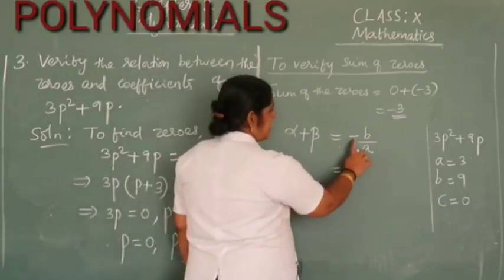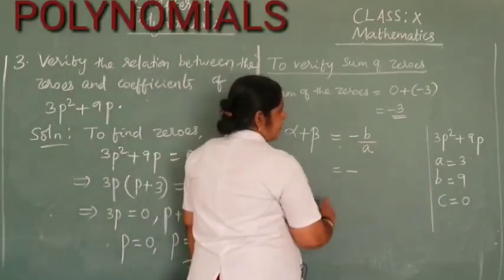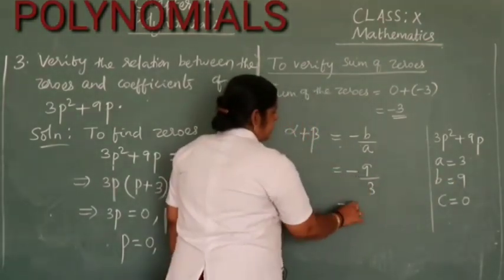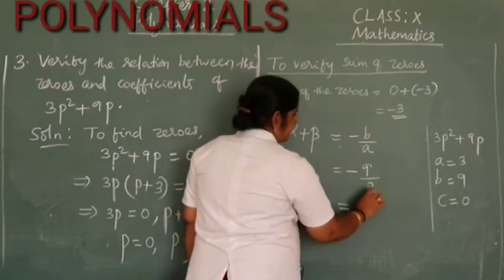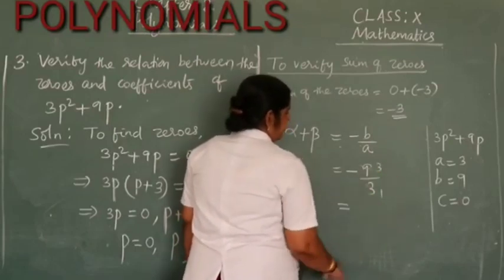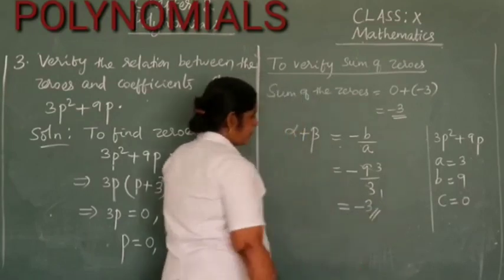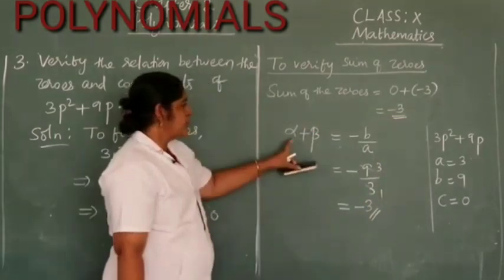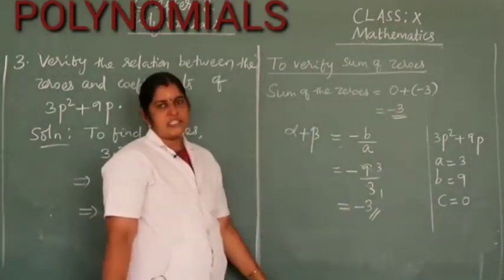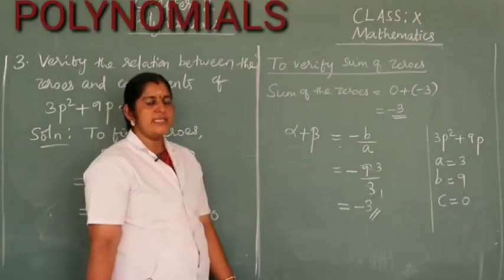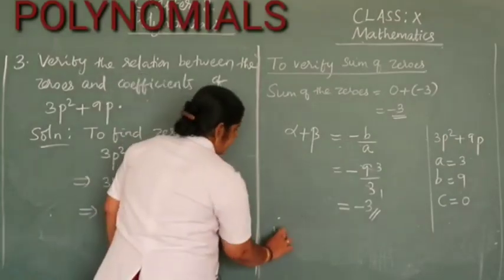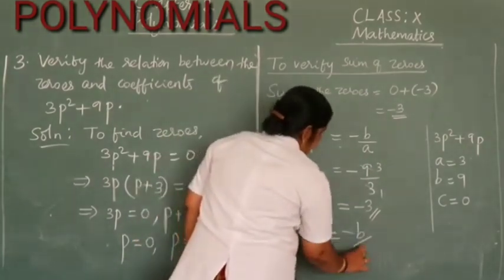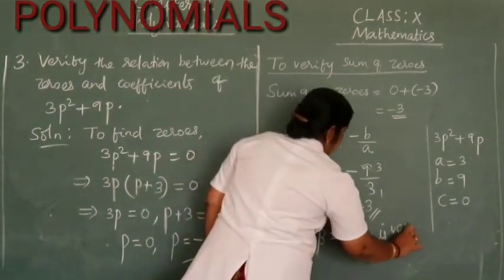Whenever you are verifying the relation, you need to write this separately to make your answer easy to solve. So now you can write minus b by a. Minus, what is b? 9, a is 3. What is minus 9 by 3? 3 and 9 we can cancel, so that is minus 3. Now you see children, when you find the sum of the zeros, you got minus 3. Using the relation also you got minus 3. Therefore sum of the zeros is verified using the relation. Therefore alpha plus beta equal to minus b by a, this relation is verified.